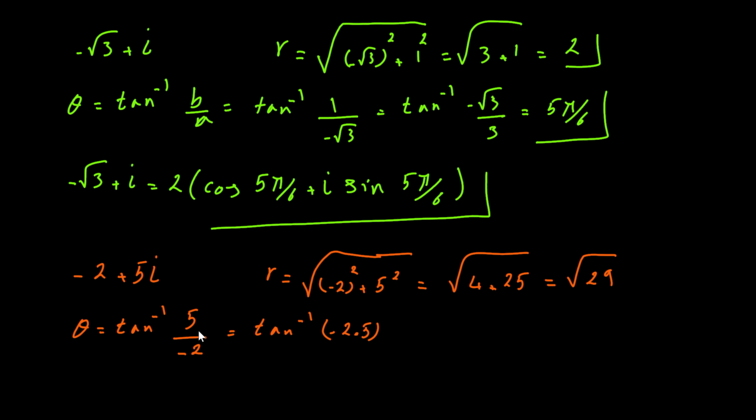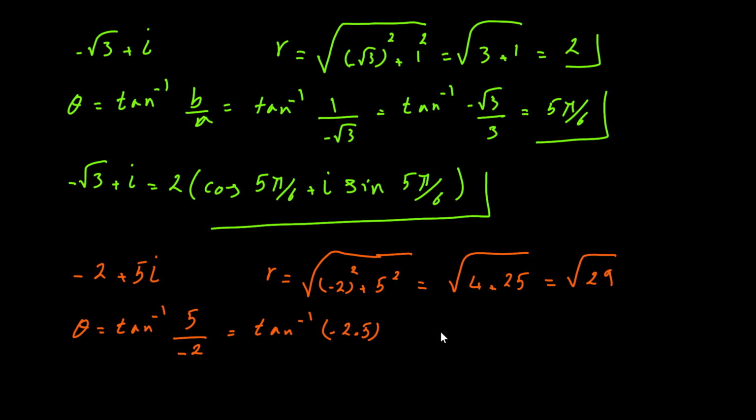In order to know which quadrant it's going to be in, you can look at the cosine and sine. The cosine is going to be a negative value, negative 2 over root 29, and the sine is going to be positive. Sine is positive in the first and second quadrant, and cosine is negative in the second and the third quadrant. So we are going to have it in the second quadrant. That's how we can figure it out.